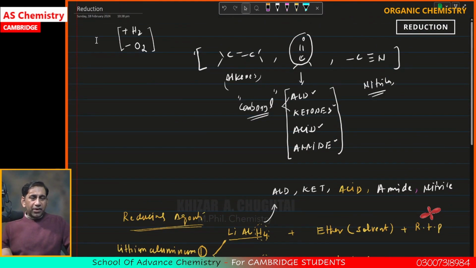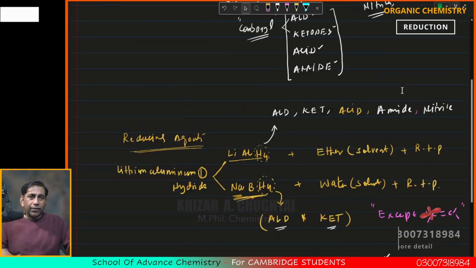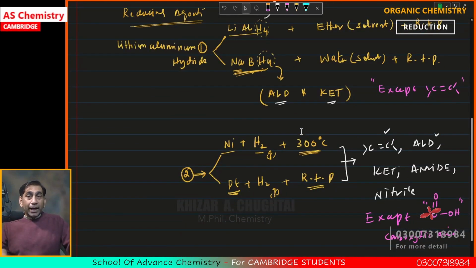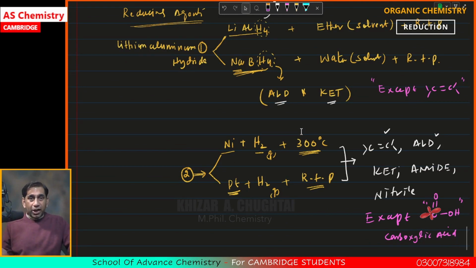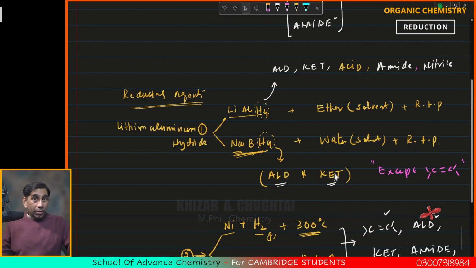What is the definition of reduction? How many functional groups or which type of bonds can be reduced? I told you, here is the list of these compounds. And how many different reducing agents, said to be reagents for reduction, are there? There is one group, this is the second group, and here are the conditions. So again, you have to memorize this, learn by heart.